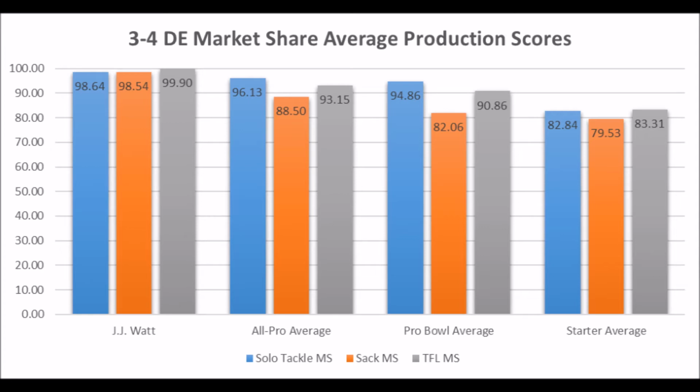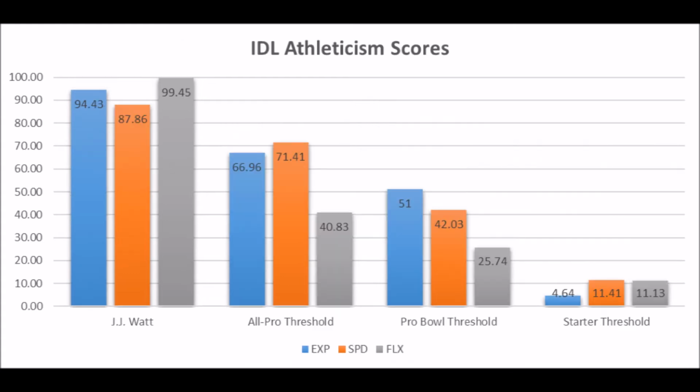And if this wasn't the biggest indicator that J.J. Watt was going to go on to become one of the best interior defensive linemen in the NFL over the 2010s, if you will, you have to look at his athleticism traits. He had a 94.43 explosive lower body strength score, 87.86 speed score, and a 99.45 flexibility score. Pretty much one of the best athletes at the position that we've seen in terms of interior defensive linemen.